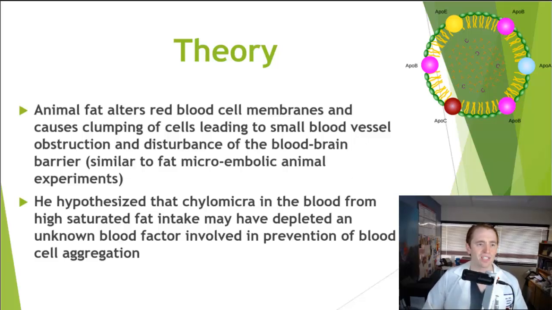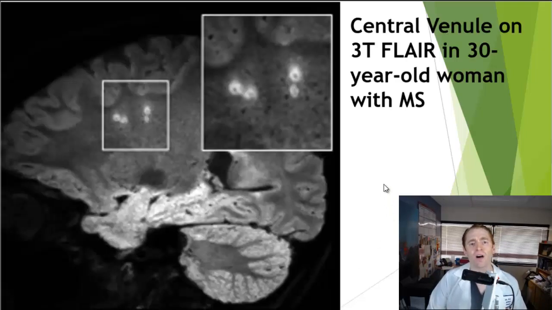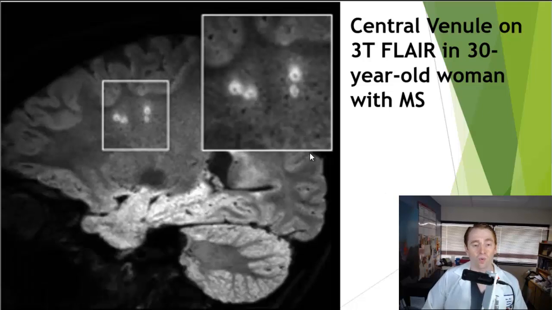And from his book, you can see this little diagram of red blood cells clumping together and blocking off the capillaries. And we do, in fact, know that in MS, the lesions form around the post-capillary venules. You can see the central venule in these lesions on 3 Tesla FLAIR MRI in a 30-year-old woman with MS.